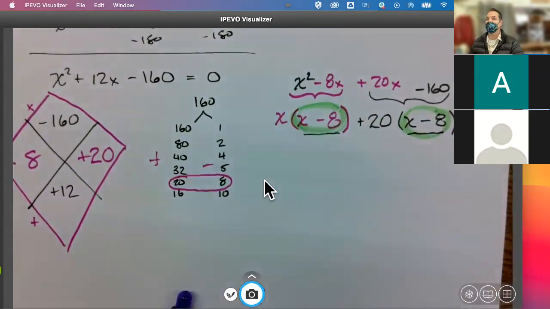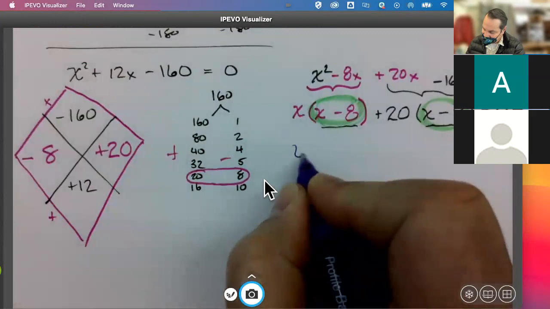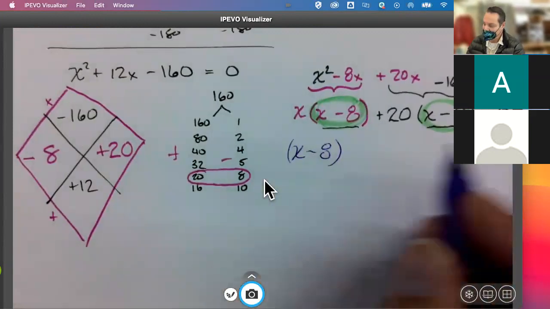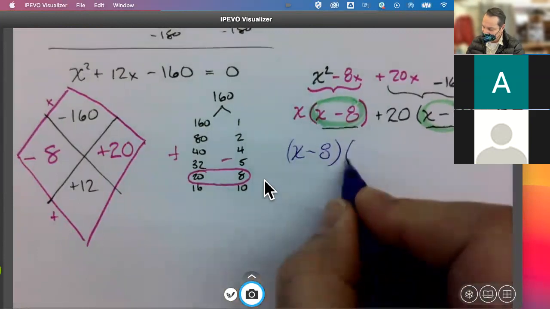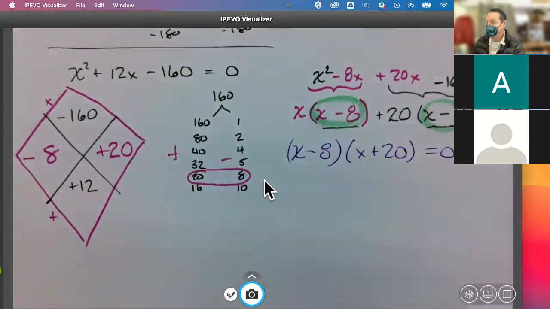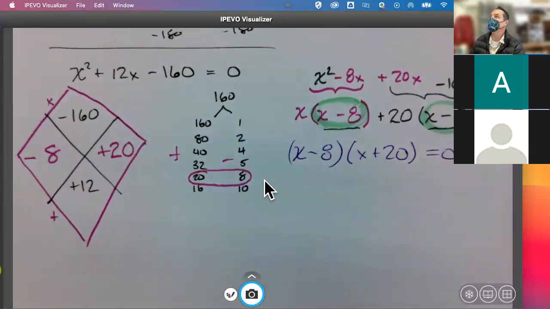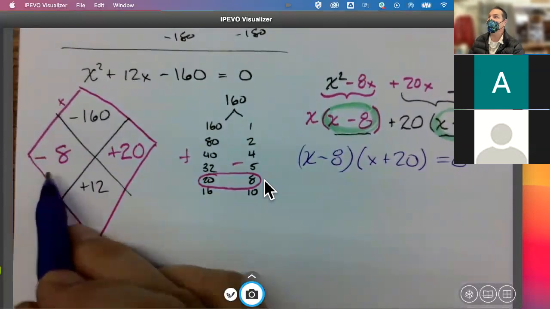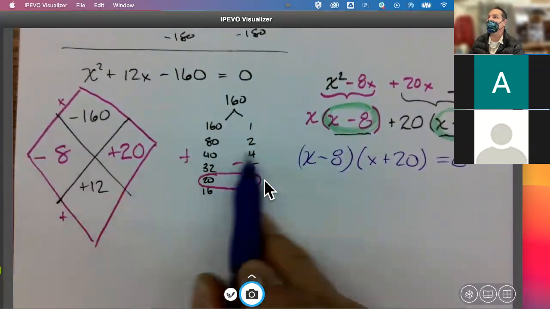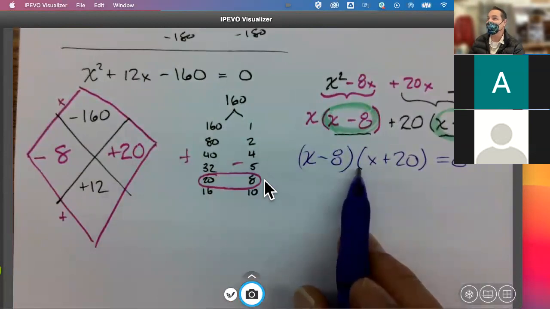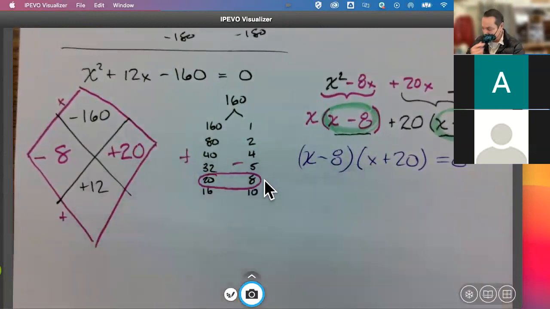Both of them have x plus 8. So I'm going to factor that x minus 8 out, and what remains is x plus 20. Now, there are people who will say, can't I just have gone from the diamond directly to this, say x minus 8 and x plus 20? And the answer is yes. In this case, that shortcut would have worked.